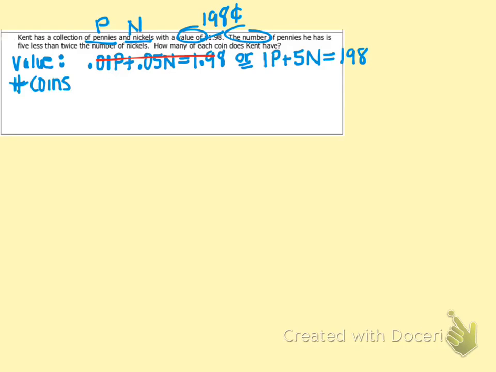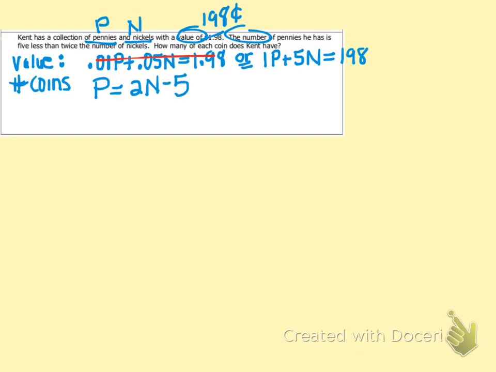Now the number of coins. It says the number of pennies, P, is 5 less than twice the number of nickels. So how do we say 5 less than twice the number of nickels? Well, twice the number of nickels is 2n, and 5 less than that would be to subtract 5.